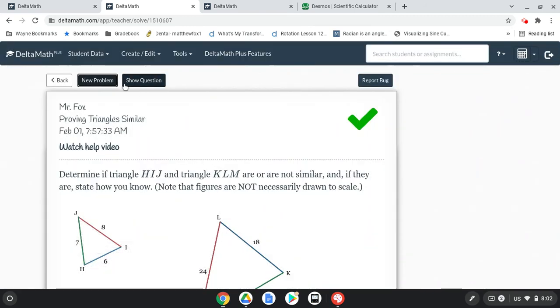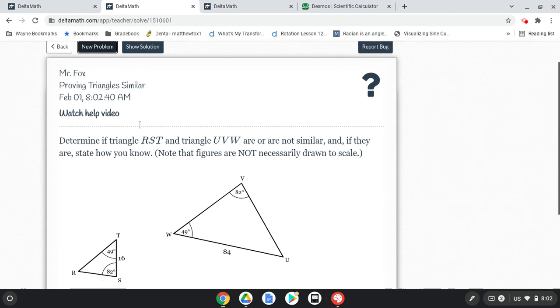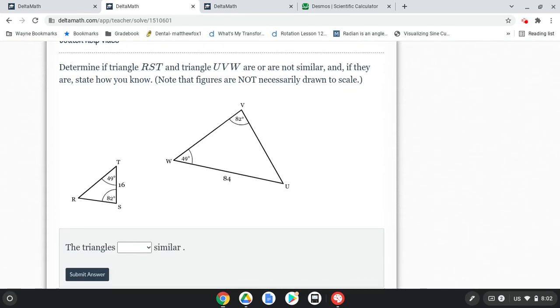Now let me do one more of these. As you can see on this one, we have 2 angles and a side. Notice the side, though. This side is in between the 2 angles. This side is on the edge. Those sides are not the same side. So don't worry about the sides. Just worry about the angles. We have a 49 and 49, an 82 and 82.